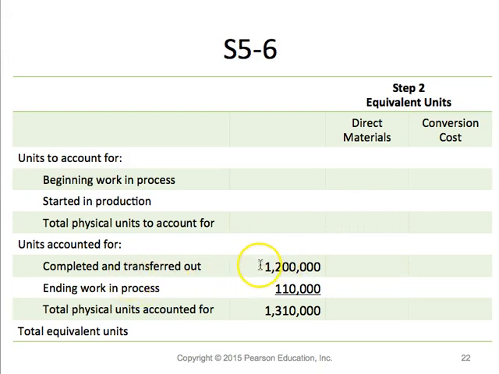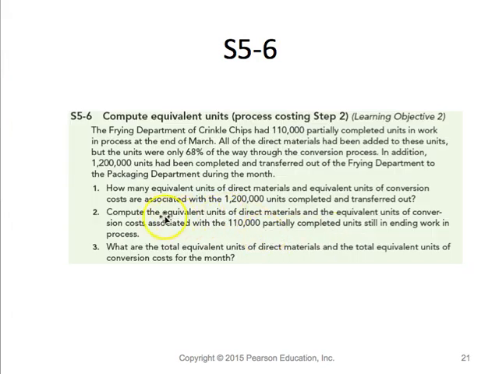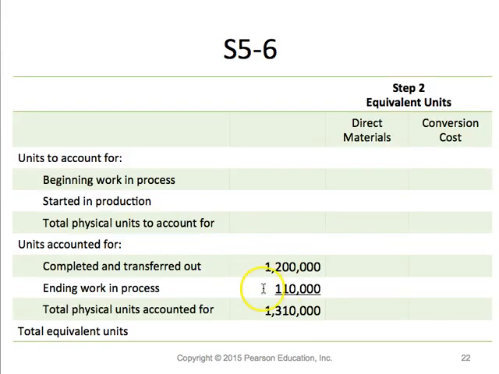Completed and transferred out, it's 1.2 million units, right? So here's another one. Compute the equivalent units of direct material and equivalent units of conversion cost associated with 110,000 partially completed units still in the ending work in process. So this is ending work. That's why we have 110,000 here as ending work in process. So total physical units accounted for will be this.